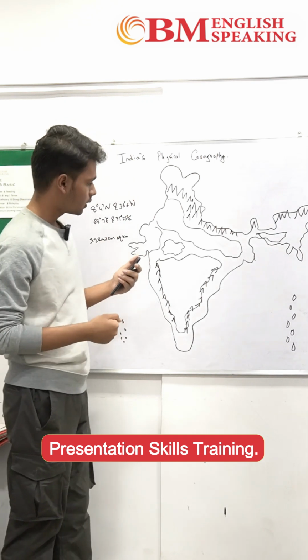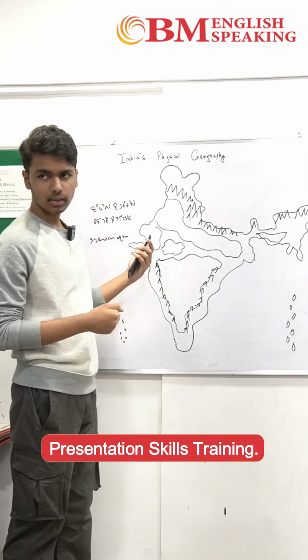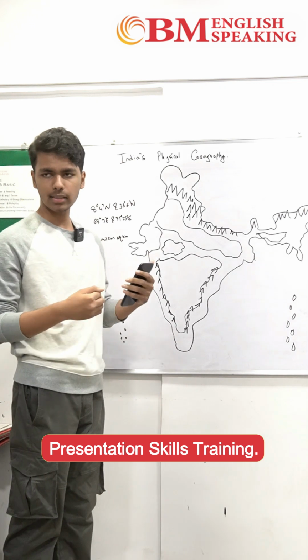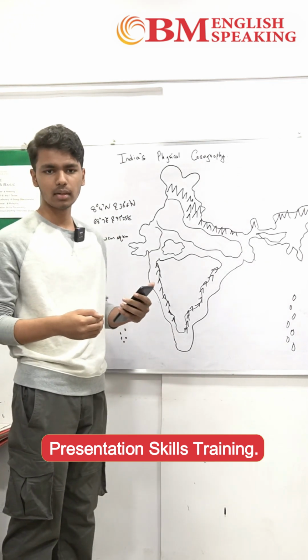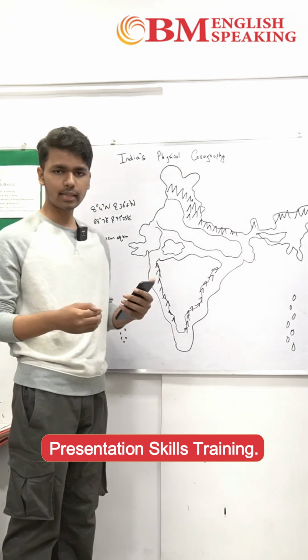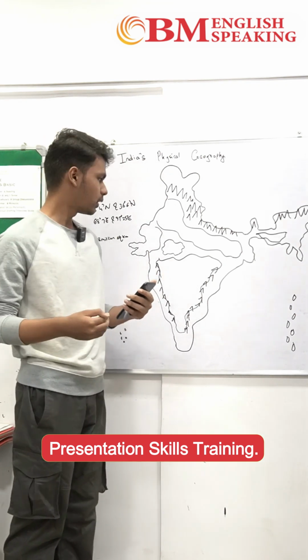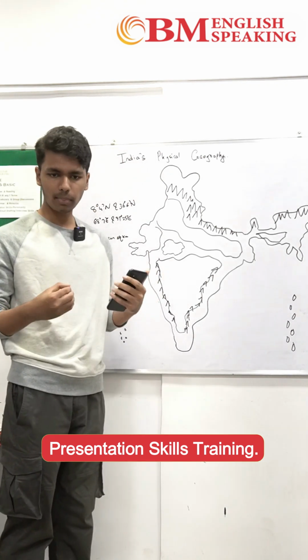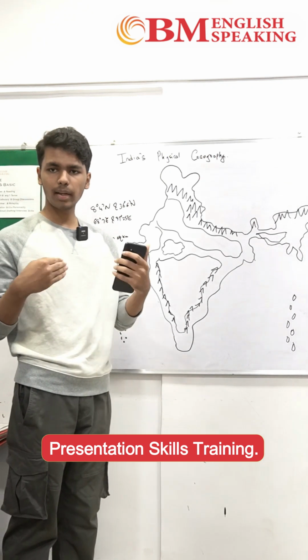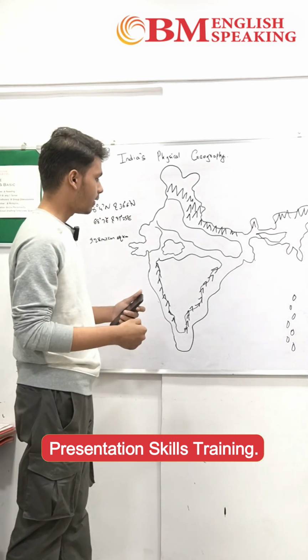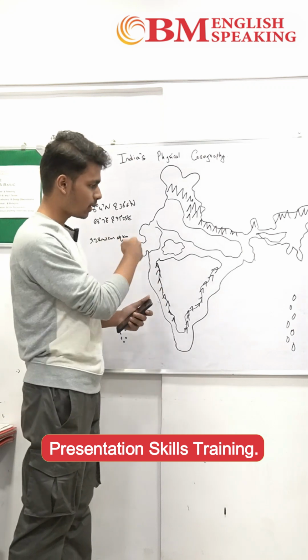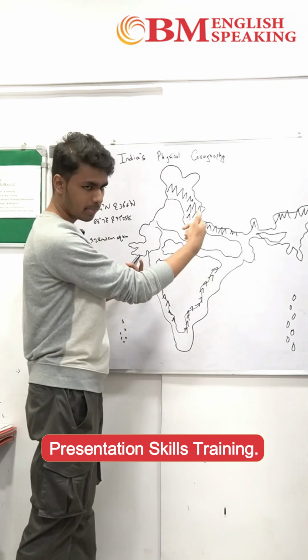Then we come over to the Thar Desert in Rajasthan. The Thar Desert is one of the most sparsely populated areas of our nation, which really doesn't give much of an economic output, but then again is home to many ecosystems. Then we come to the peninsular part of the Indian peninsula.